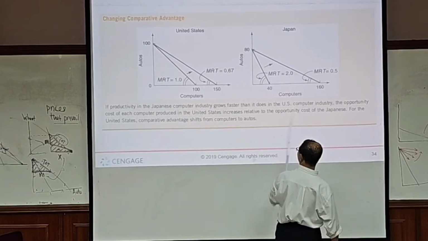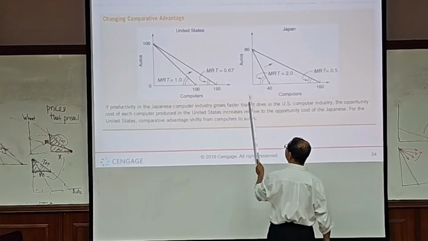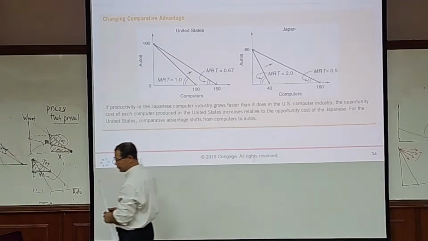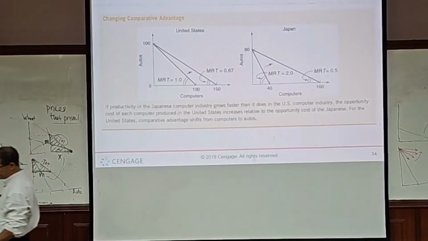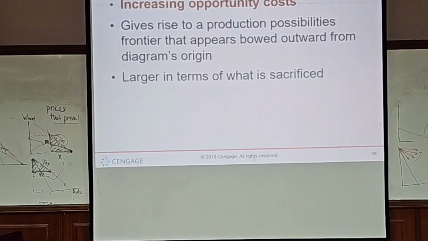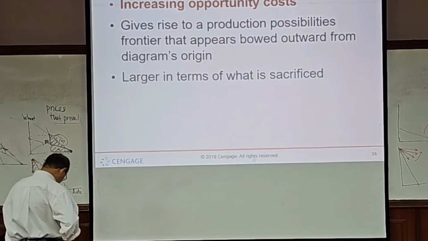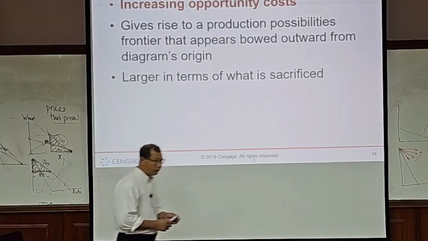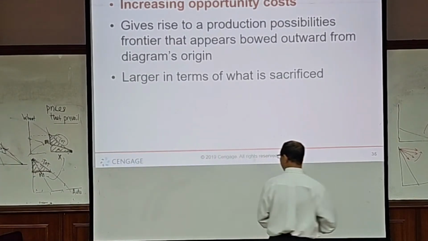So that shows the changing competitive advantage. Shift from computers to automobile for the United States. Increasing. We have time.